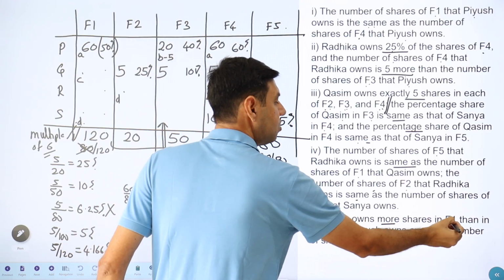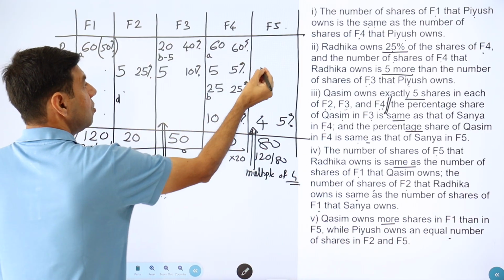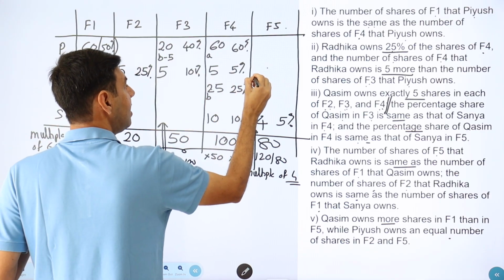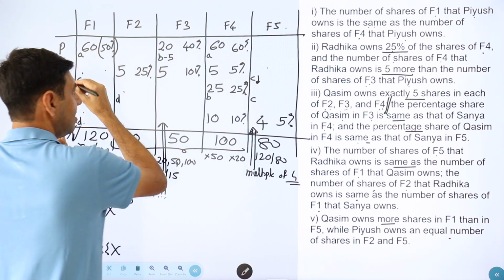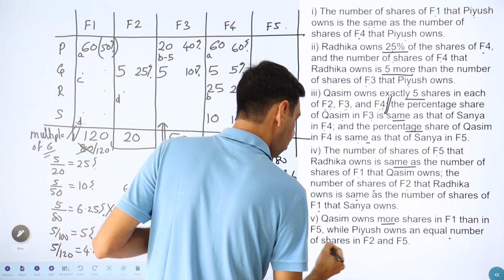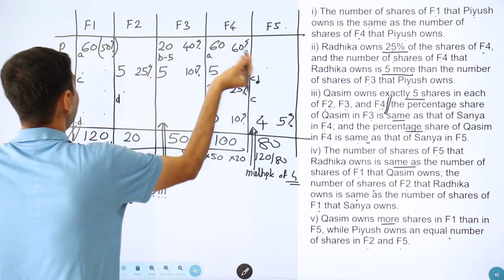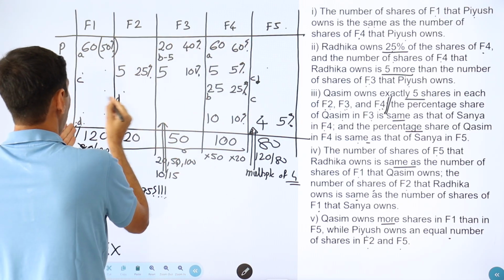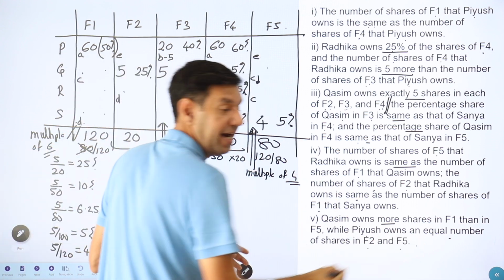Qasim owns more shares in F1 than in F5. So F5 will be a little less than C. Something should strike. Here you can see. Piyush owns an equal number of shares in F2 and F5. So that's what D we have done. So this is E, this is E. We have reached the end.